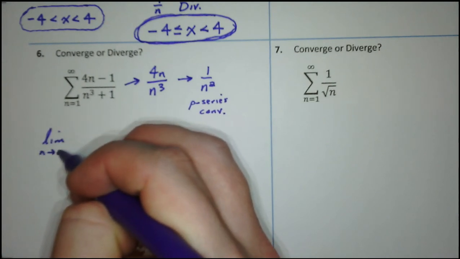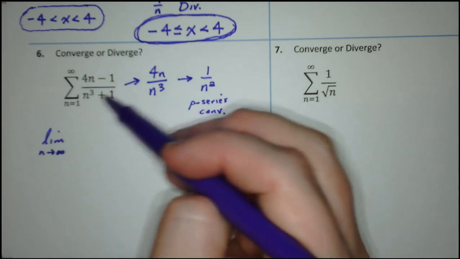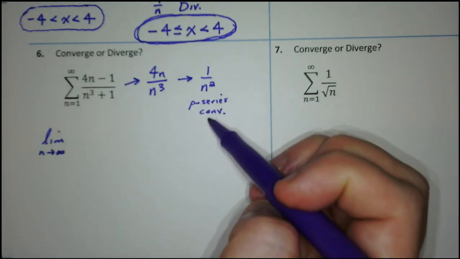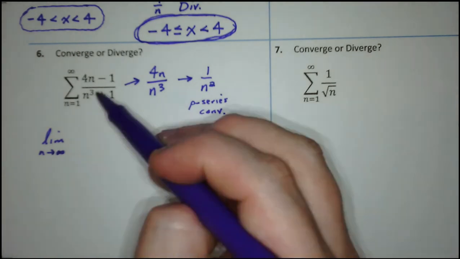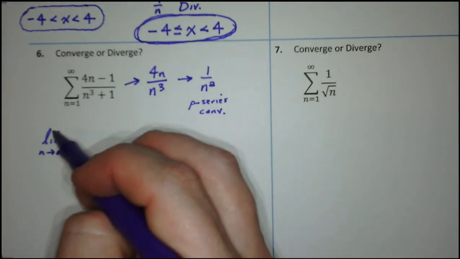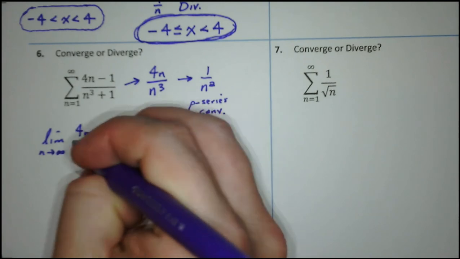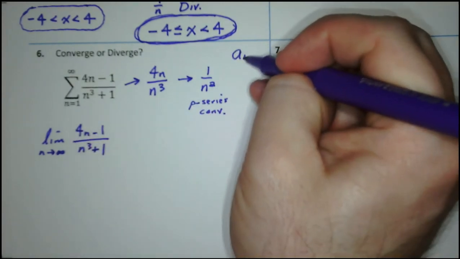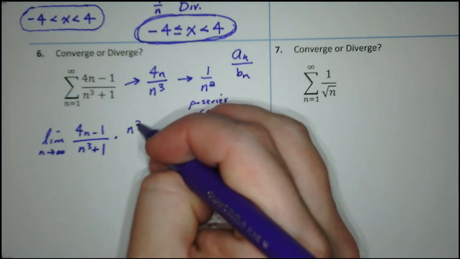Remember how that works? Wait a minute, are we allowed to? Positive terms, and so on. Yeah, this should work out. Yeah, so we're allowed to do the limit comparison test. So remember how that works? We do a sub n divided by b sub n. So let's multiply by the reciprocal.